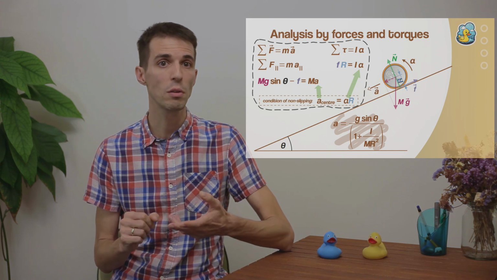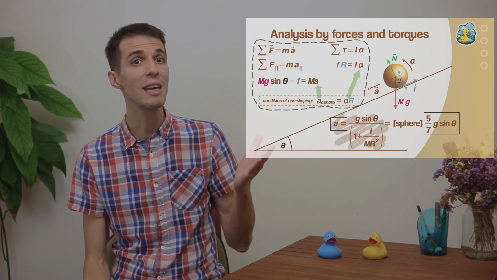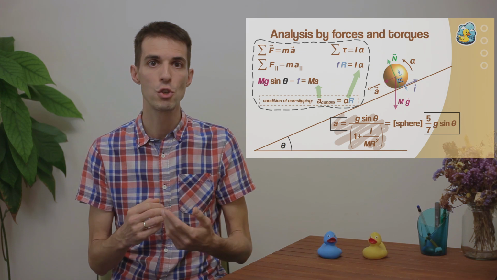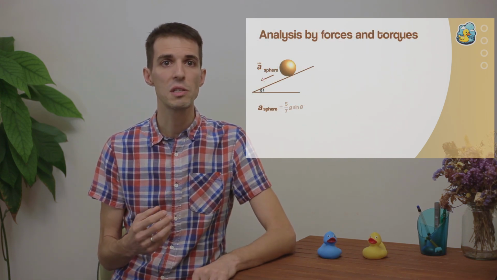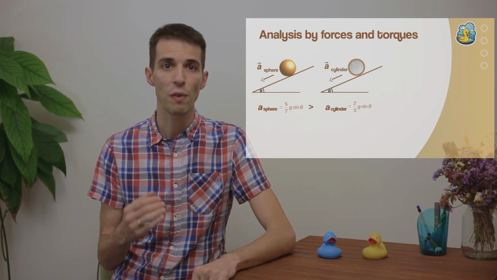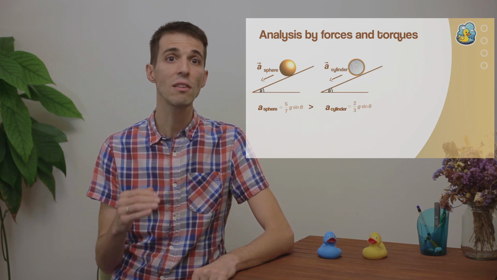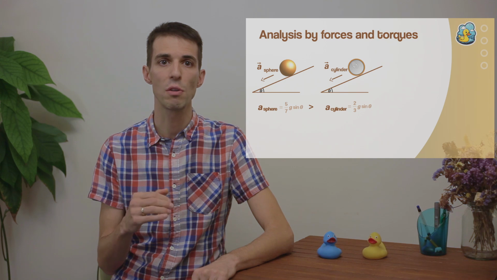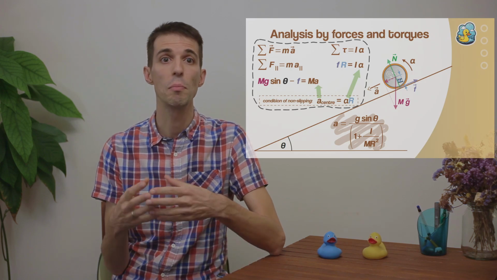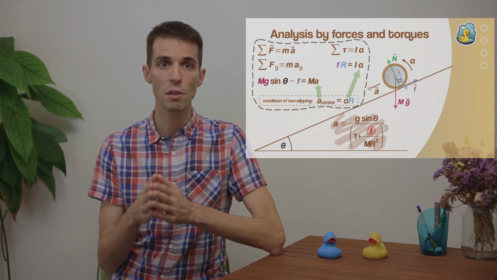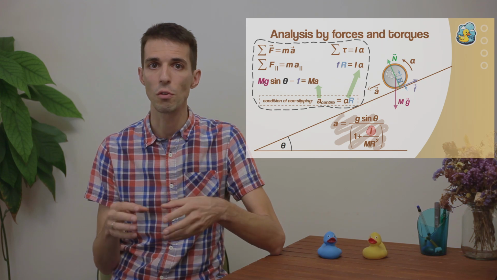To give you an example, for a solid sphere you get a equals 5/7 g sine theta. The solid sphere with this acceleration rolls down faster than a cylinder, and even the cylinder accelerates more than a hoop or a thin ring. The take-home message here is that shape matters. The bigger the moment of inertia, the less the object accelerates down the slope.